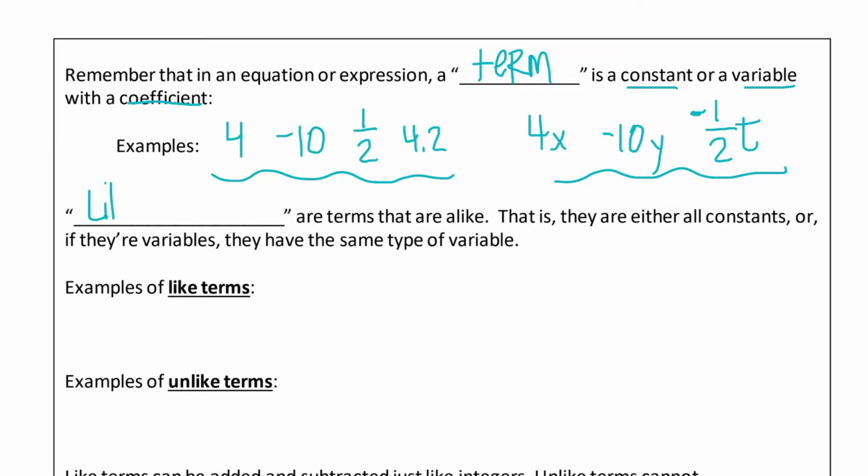Like terms are terms that are, surprise, alike. That is, they are either all constants, or if they're variables, they have the same type of variable. So for example, 4 and negative 10 are like terms because they're both constants.